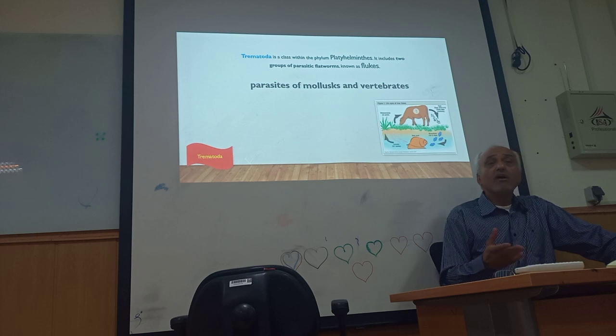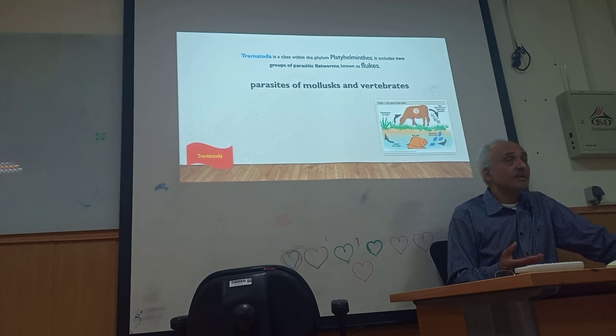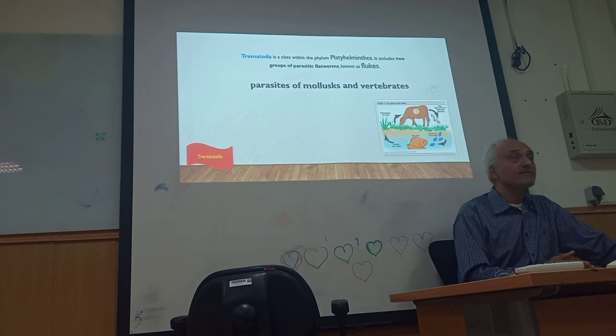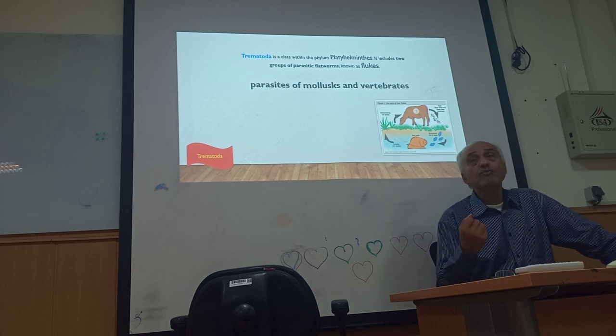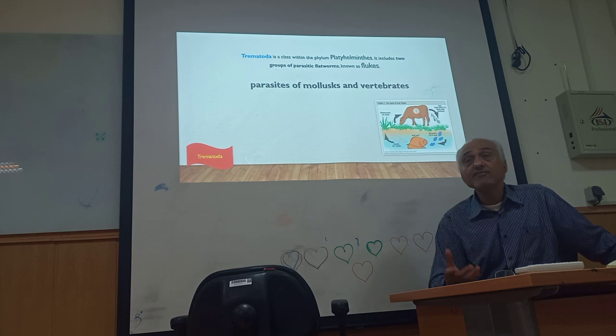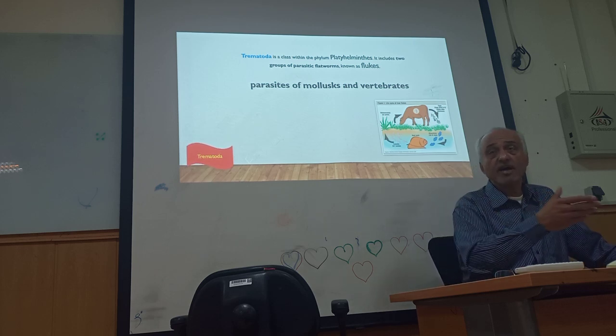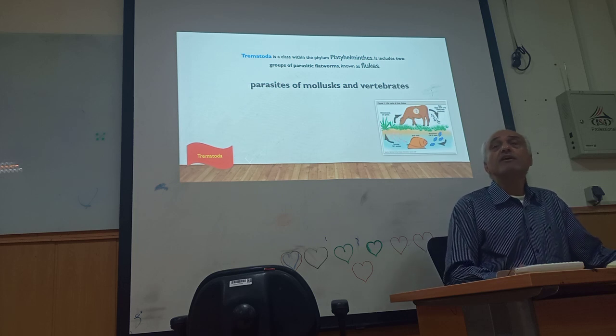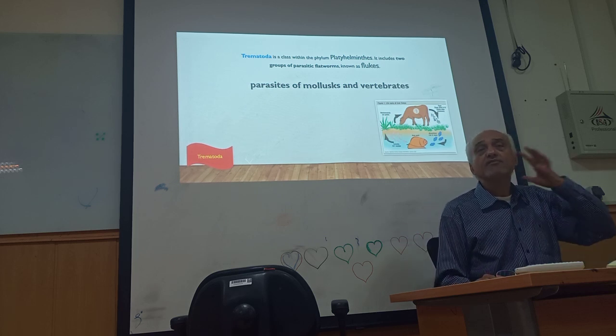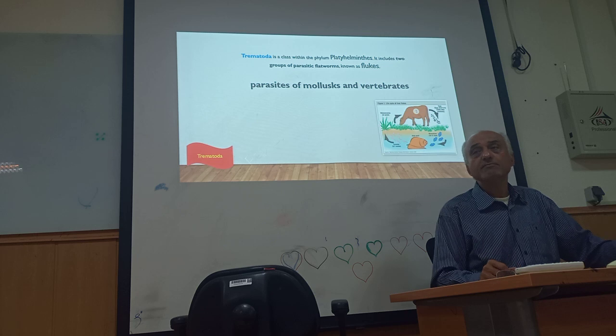And most of them are zoonotic, common between humans and animals. And humans can acquire the infection from the natural reservoir, like, for instance, in this case, this is the first one, Fasciola hepatica, from the sheep, cattle, or the herbivores.